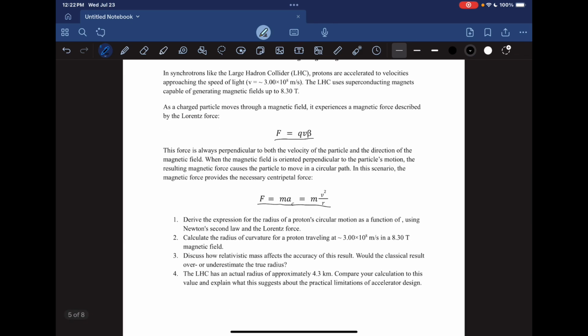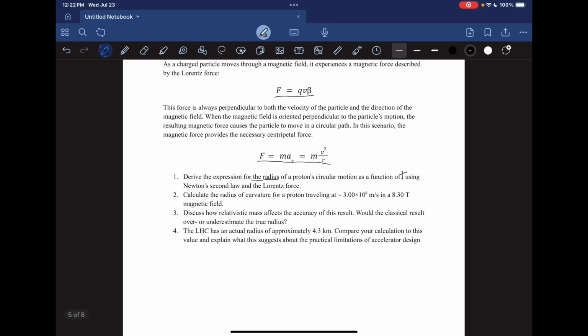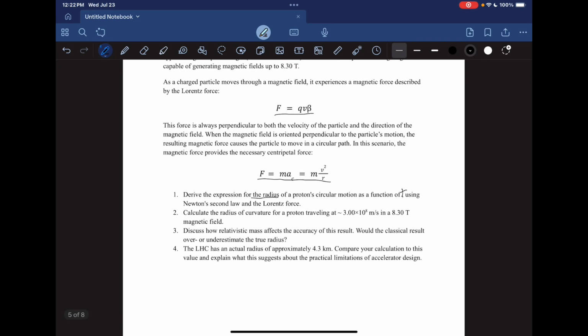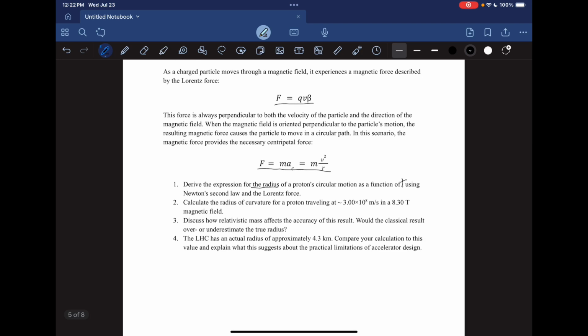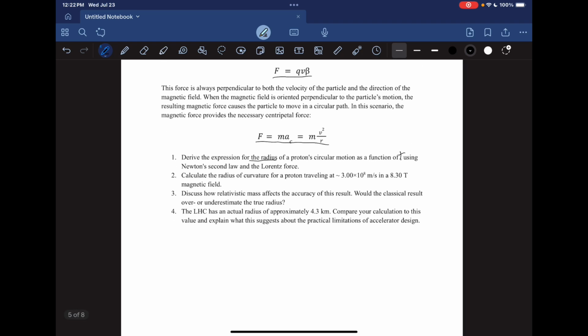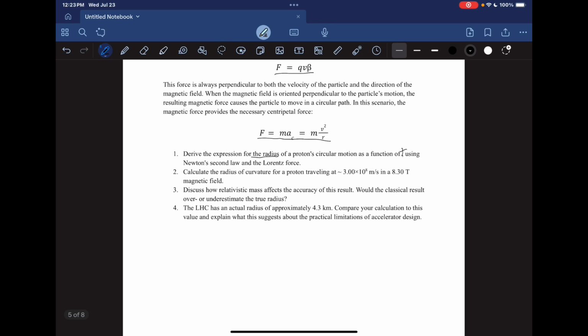The first question asks us to derive the expression for the radius of a proton's circular motion as a function of, it looks like there's a comma there that shouldn't be, probably a function of time, using Newton's second law and the Lorentz force. So what this is really asking us is to set the two forces equal to each other and then solve for the radius. That might be a little confusing when it asks us that there.